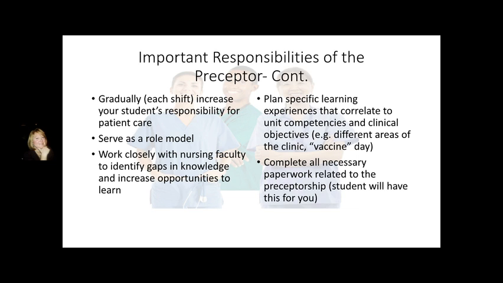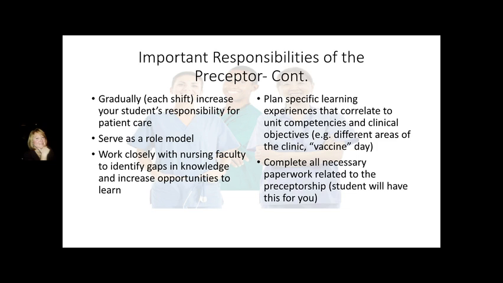We've already addressed how you will be serving as a role model. We also want you to know that if you are starting to identify gaps in knowledge that you think the student should be able to be making at a certain point in the summer, and they're not, please let Megan and myself know so we can start working with the student outside of the community health center to increase their knowledge.